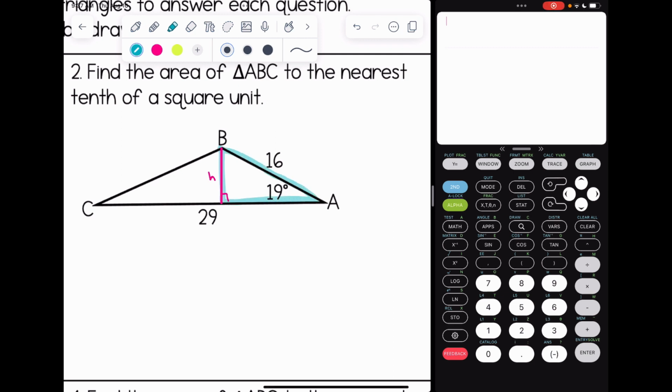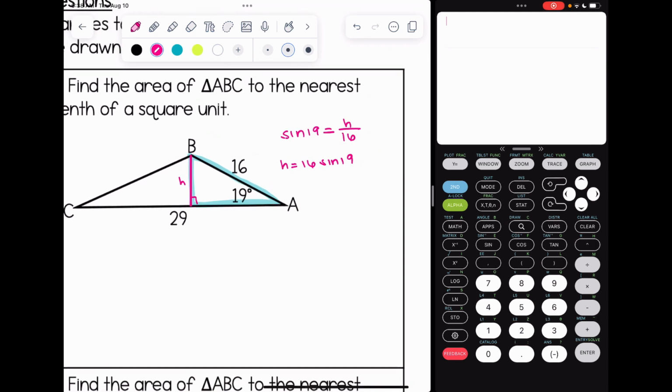On the left side, I don't know anything. But on the right side, I know that there's a hypotenuse of 16. I know that there is an angle measurement of 19. So I see that the sine of 19 is equal to the opposite over hypotenuse, so h over 16. And h is 16 sine 19 then. All right, let's plug that into our area of a triangle formula.